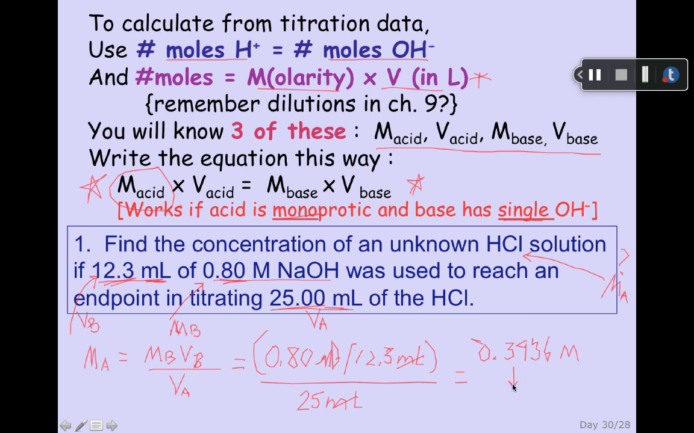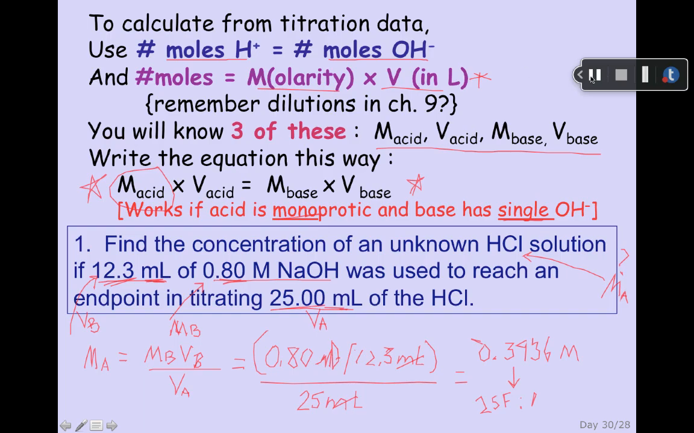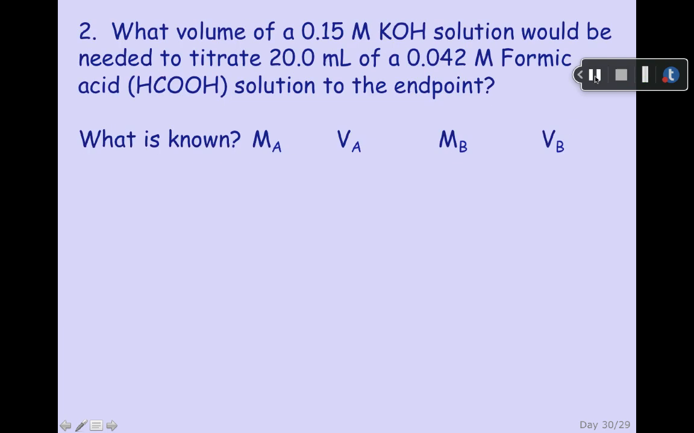So this should really be only a 2 sig fig number in your answer, which then, of course, will round off to point what? Whoops, 2. I'm trying to write the number for you. 2 sig figs will be 0.39, 0.39 molar. Okay, simple enough. Hopefully you remember how to do sig figs. Let's do one more just to make sure you see how this works.